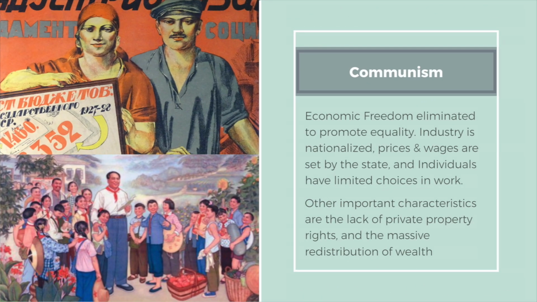Finally, let's take a look at communism. Communism is a really interesting political economic system. In our class, we're going to learn about two countries that experimented with communism in the 1900s, Russia and China. To understand communism, you have to know that the goal is to maximize economic equality.